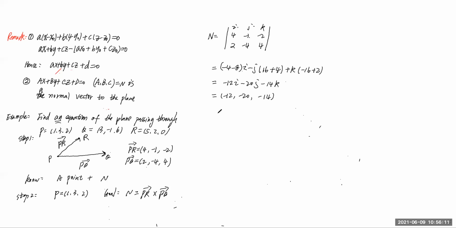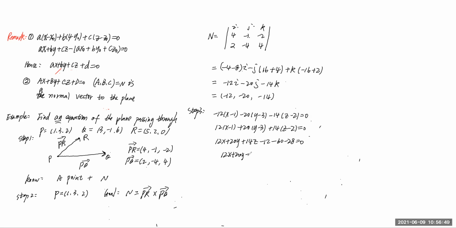Okay, and then you simplify. Of course, you can write 20(x minus 1) plus 20(y minus 3) plus 14(z minus 2) is 0. I think I'm right. And then we simplify: plus 20y plus 14z minus 12 minus 60 minus 28. Continue to simplify, plus 21x plus 14z. This is 40 minus 100. So this is our equation for the plane.